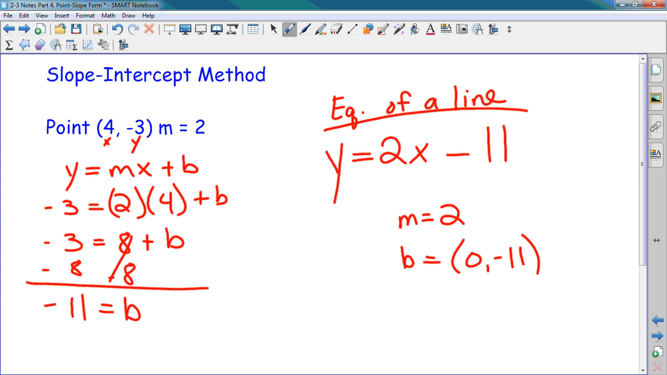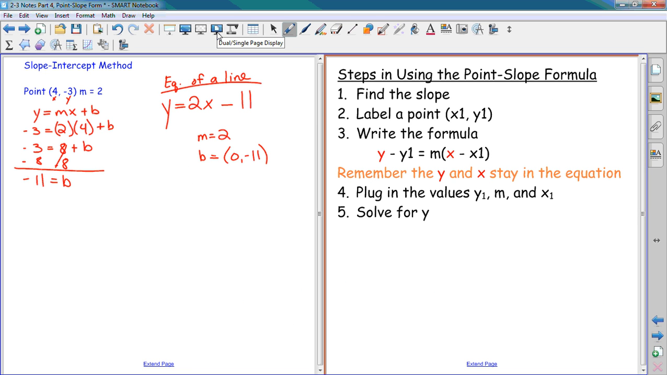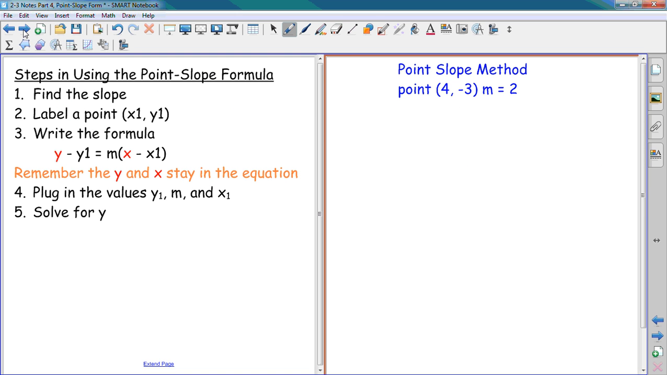Don't forget, that's how we find the equation of a line. It has to be in y equals mx plus b form in order to graph it. Now, I gave you a list of steps for how to use slope-intercept or point-slope form. Some of you work really well with steps, especially at quiz time. You can go back, review, and make sure you don't make any mistakes. I'm going to do the same exact equation as we just did, y equals 2x minus 11, except now, instead of using the slope-intercept method, I'm going to use the point-slope method and go step by step through it with you.